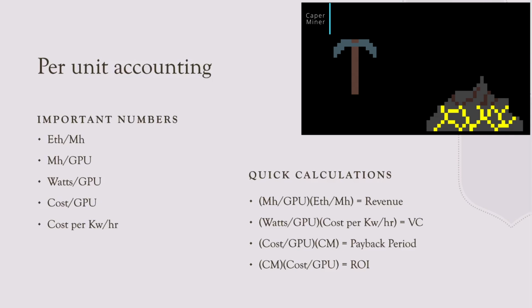Let's take a look at some per unit accounting metrics and some quick calculations you can do just to get an idea of your operation. So what you need to consider before you go into this is how much ETH are you getting per mega hash? How much mega hash are you getting per GPU? How many watts does it consume? How much did you pay for the GPU? And what are you paying for power? Once you have all that, you can do all these calculations here, which will basically just give you a general idea of how your operation is and how well you're performing.